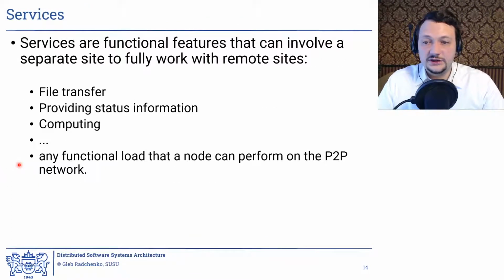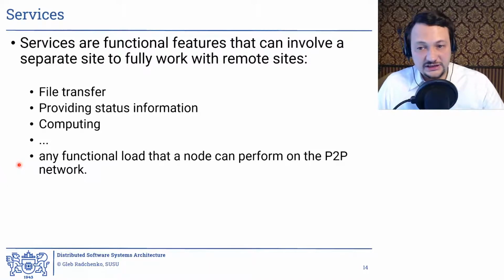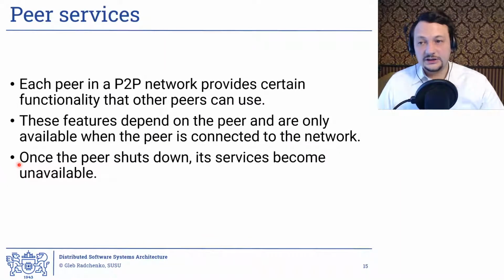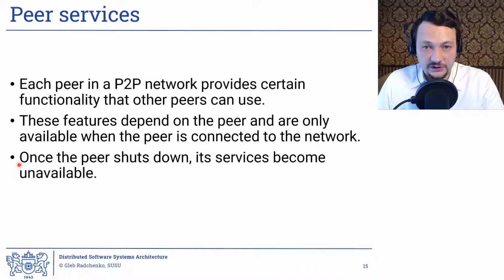And services. Services are functional features that can involve a separate node to fully work with the remote resources. So services can be provided by a peer, or they can be provided by a group. And such services are provided like file transfer, status information, computing, or any functional load that a node can perform in the peer-to-peer network. Each peer can have its own functionality and its own services. For example, file sharing is a service that a peer can provide. Once the peer shuts down, its services become unavailable.